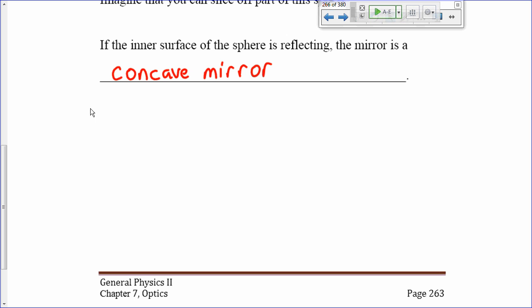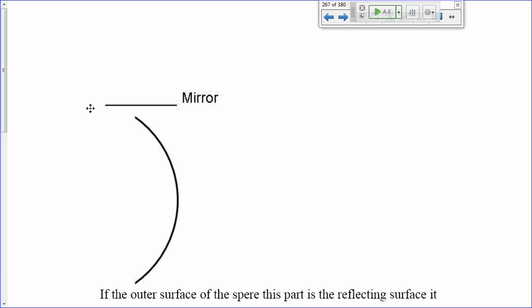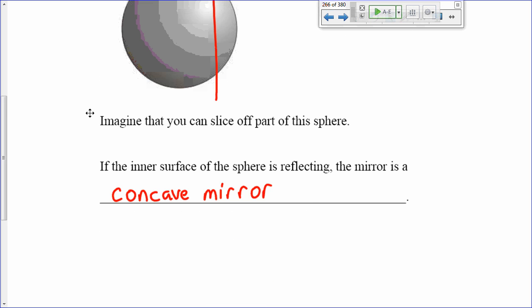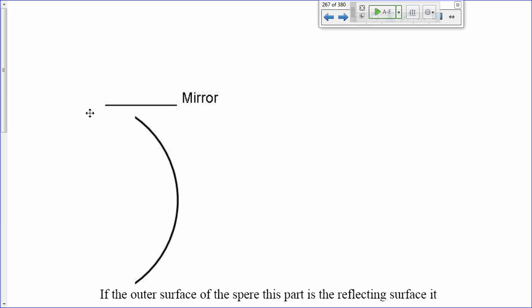They're kind of cool. All right, so if the inner surface of the sphere is reflecting, we call it a concave mirror. I always remember this if you ever forget, because with concave, I always think that it caves in. You'll see what I mean in a second when we show you a concave mirror. And next time I'll bring a concave mirror. We're going to wrap up pretty soon, but next time I'll bring a concave mirror and we can take a look at it.